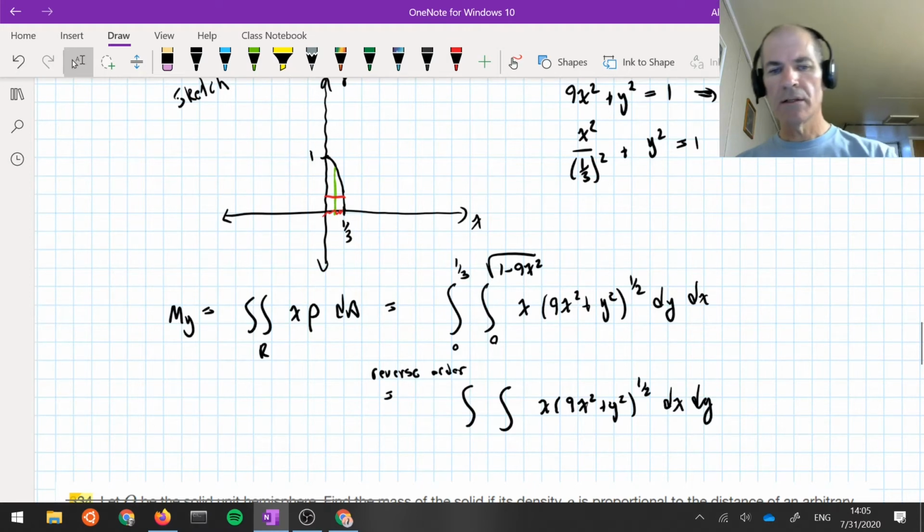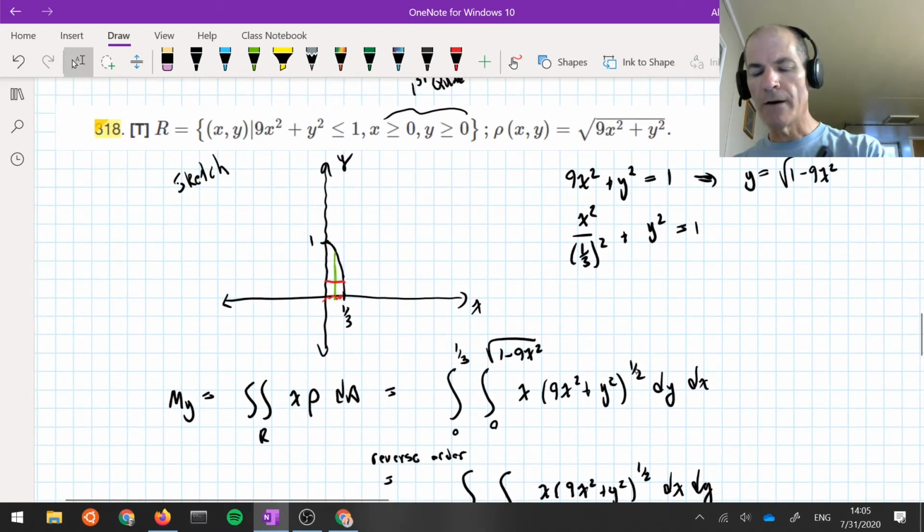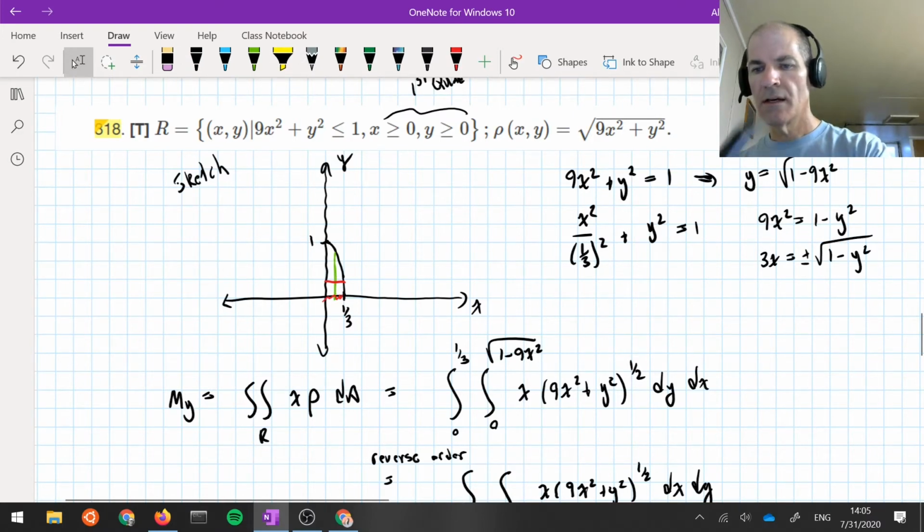So if I'm going parallel to the x-axis, I'm always starting at 0, and I'm always ending on the curve, but now I've got to solve the curve for x in terms of y. Doing that, I get 9x squared equals 1 minus y squared. I can take the square root of both sides. 3x equals plus or minus square root of 1 minus y squared. And then finally, we'll divide by 3.